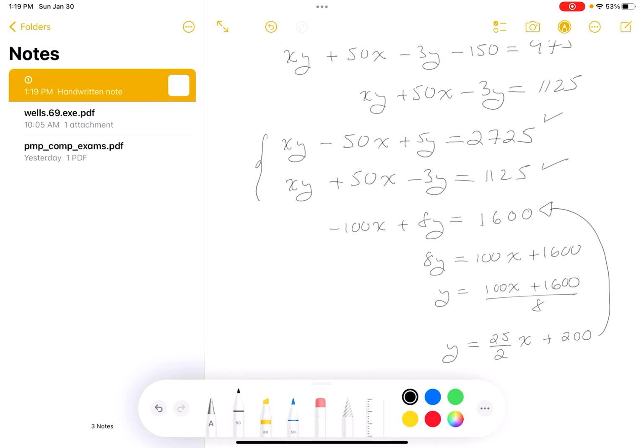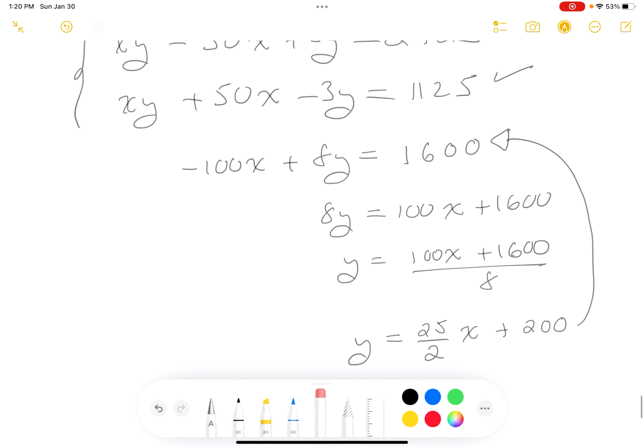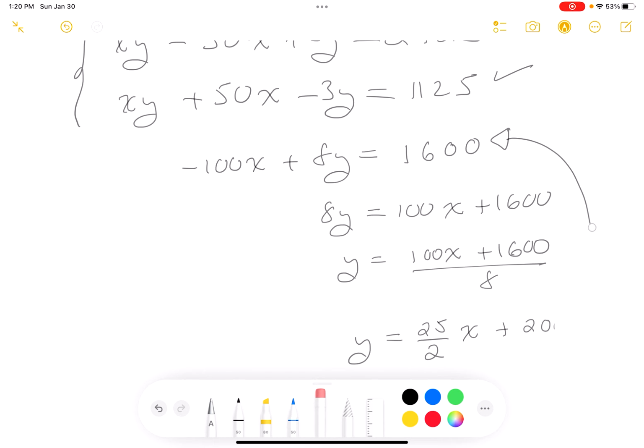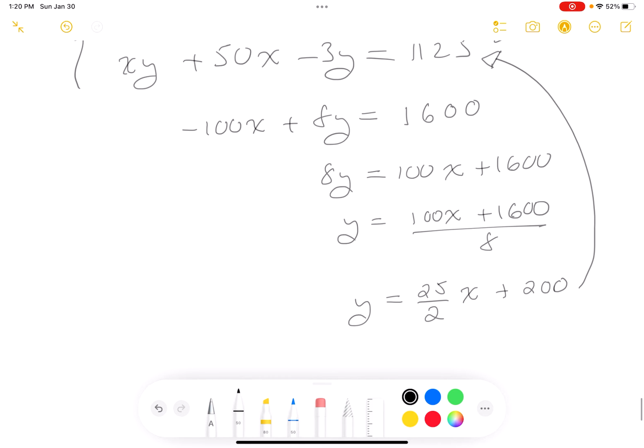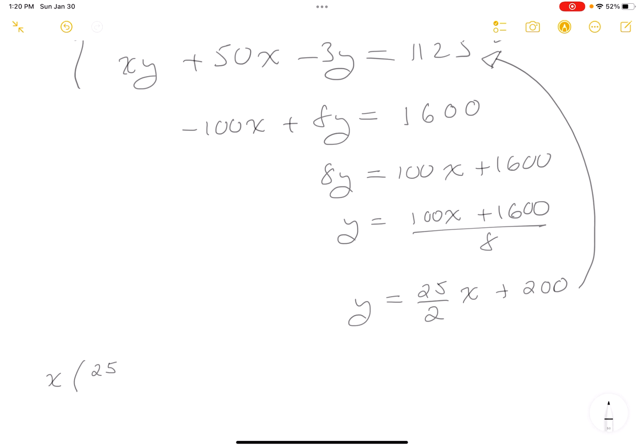So let me get my little eraser out. I'm going to expand the window for you. Let me just erase this over here. I just erased my 200, didn't I? Got too excited there. Well, I'm going to take this. I'm going to plug it in right here. All right? Let's hope for the best. All right, so xy. Well, y is 25 halves of an x plus 200, plus 50x minus 3y.